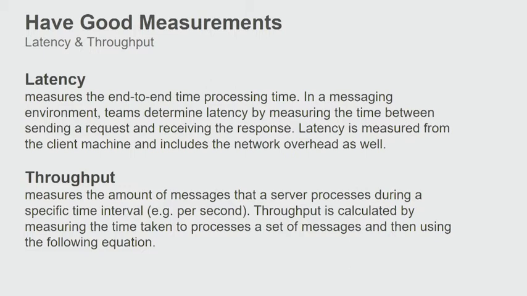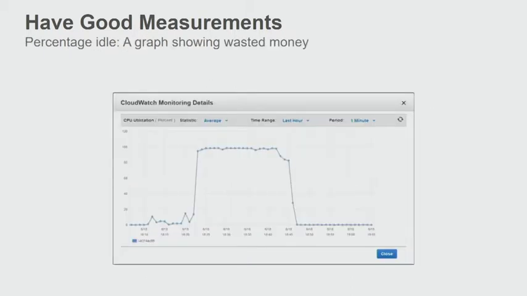It's important to understand both of these numbers vis-a-vis your application. What is the latency of the different endpoints of my application, and what is the throughput? How much traffic can I actually handle? Having good measurements helps you figure this out. So this graph is great. This graph is an opportunity.